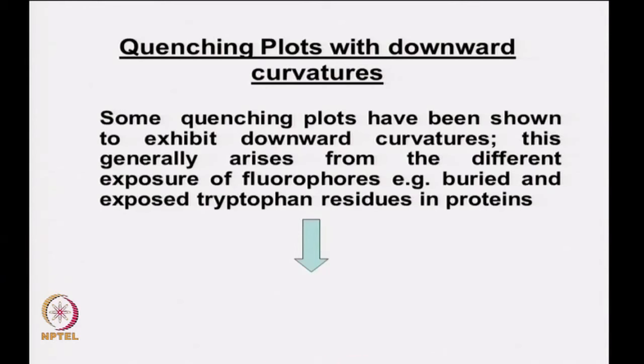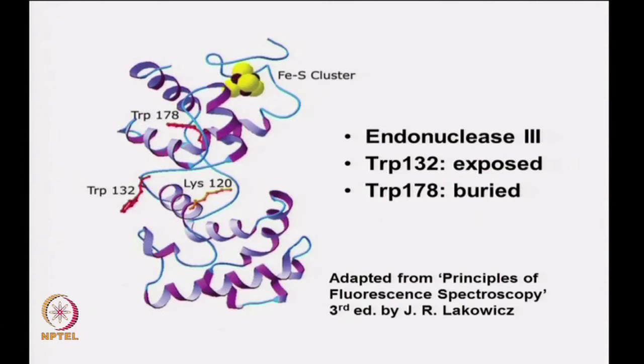This process has been described by a certain type of plot known as Lehrer's plot. Before going to the actual theory of this Lehrer's plot, let us look at a protein, as I was telling you about accessible and non-accessible. This is a protein called endonuclease 3. I have adapted this from Lacquevis.